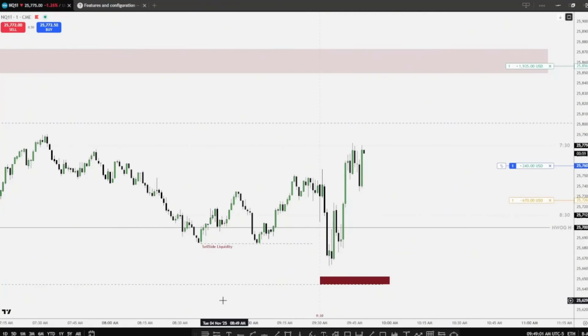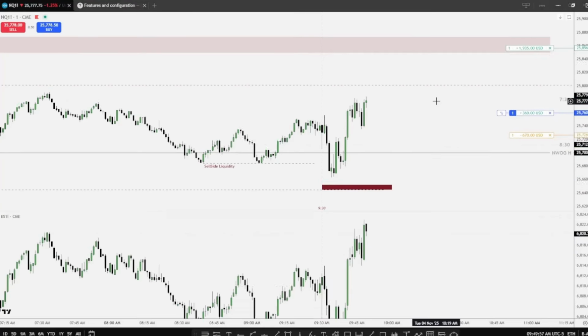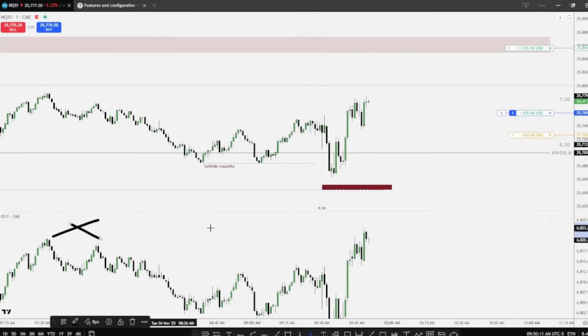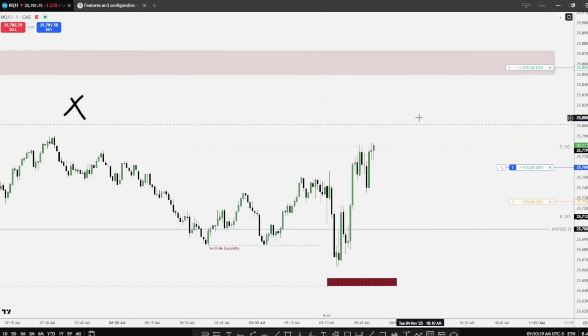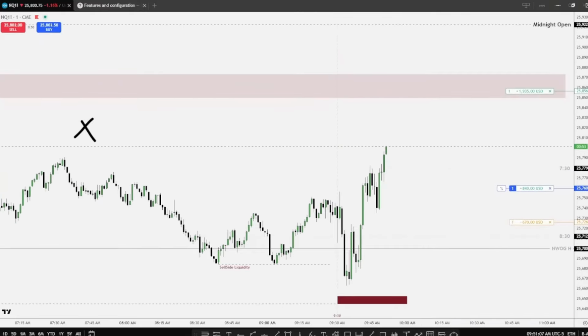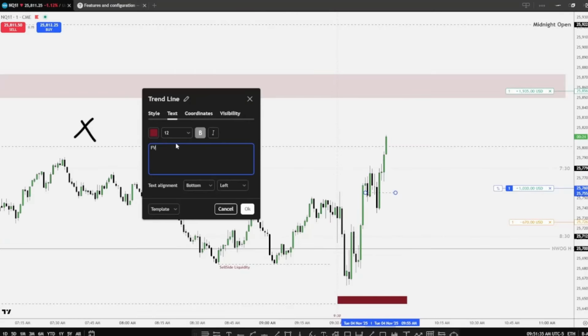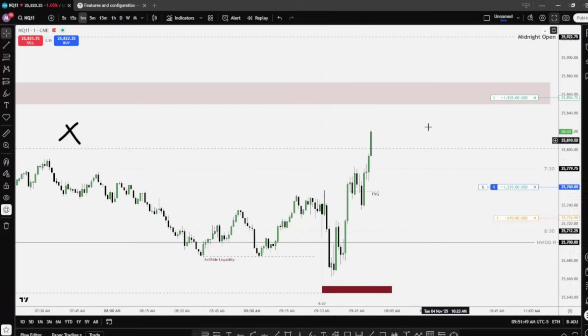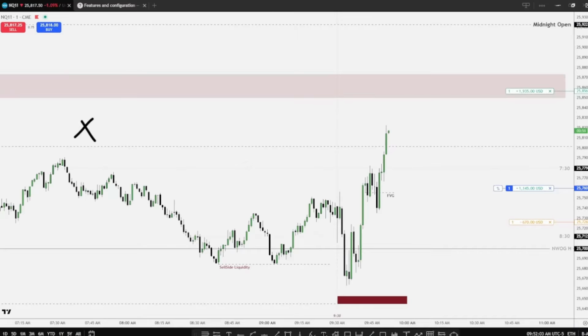And one thing too, when you're ever in this situation, you always want to check correlated assets. So where's ES at this moment? Is it above those highs? As you can see, ES is above those highs, right? So that means NQ is destined to get there. It's like X-ray vision. Marking out the fair value gap.